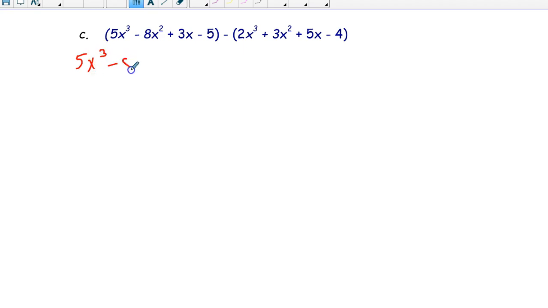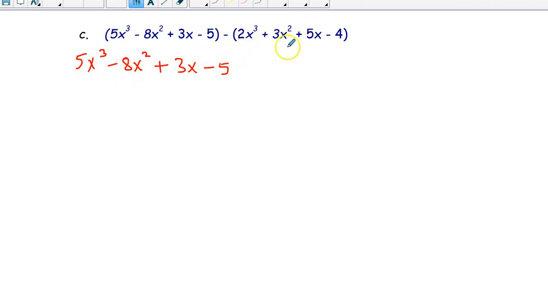Subtraction is like regular numerical subtraction, how we subtract our regular numbers. In the same way we have to do it. Let me show you. 5x cubed minus 8x squared plus 3x minus 5. I just copied the first polynomial as it is. I did not change anything, just brought it down.